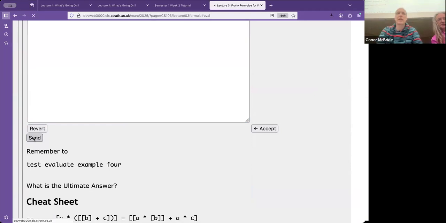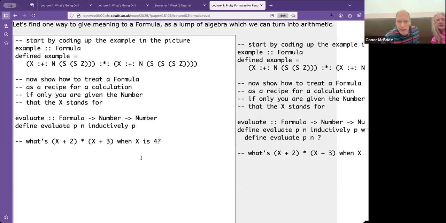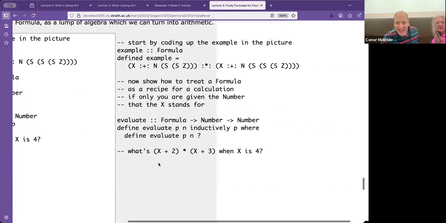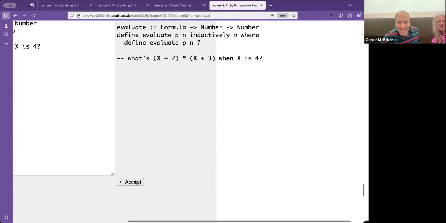Oops. Is it? Yes, it's doing something. It's just slow. But it jumps then there. And then yeah. Okay. So far so good. Hit accept.